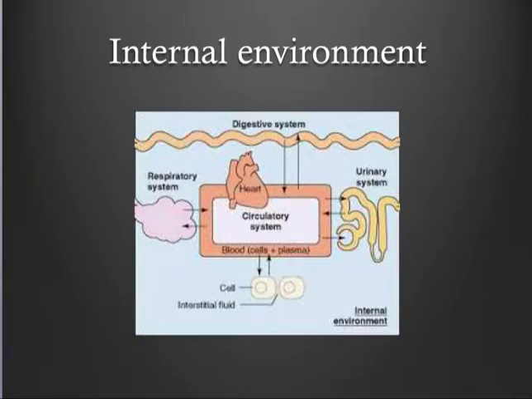For a cell, its immediate environment is the tissue fluid that surrounds it, right? Three features of tissue fluid that influence cell activities would be temperature, right? So low temperatures slow down metabolic reactions. At high temperatures, proteins like enzymes are denatured and can't function.